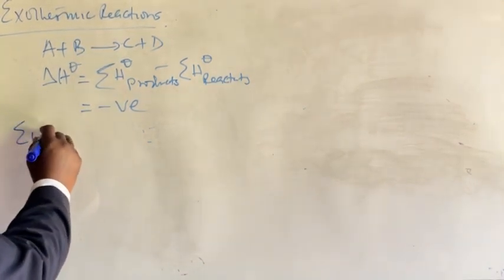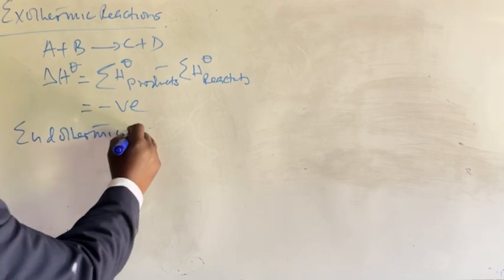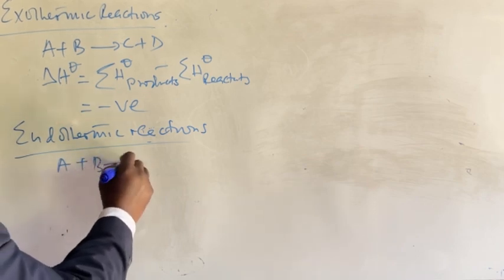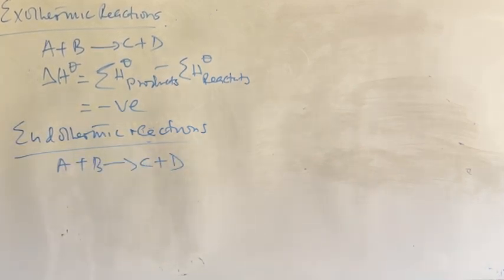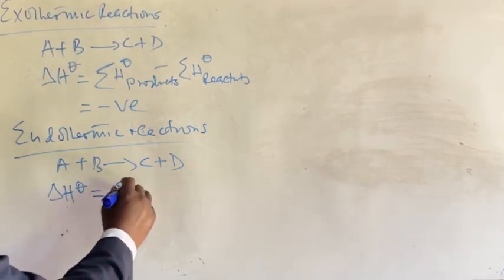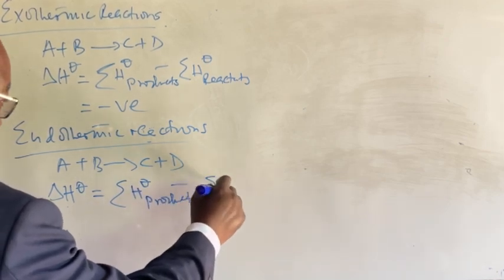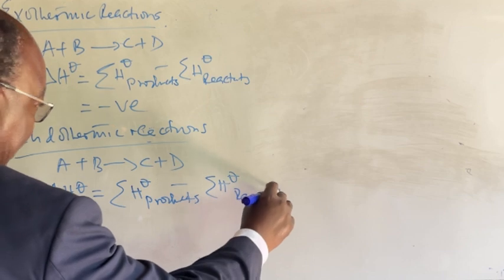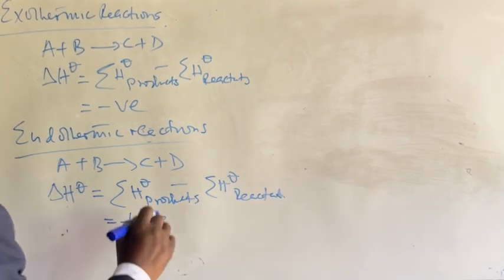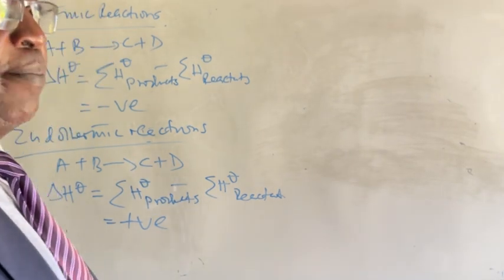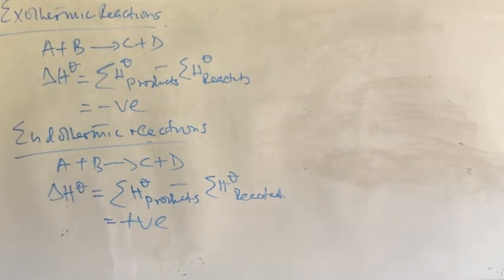Similarly, endothermic reactions are such that A plus B, once again going to C plus D, is such that delta H, the change in enthalpy, is, as we have said, the sum of enthalpy of the products minus the sum of the enthalpy of the reactants, will give you a positive value. That's an endothermic reaction. In other words, that's a reaction which requires heat to be supplied into the system for it to proceed in the direction of forming the products which you desire.